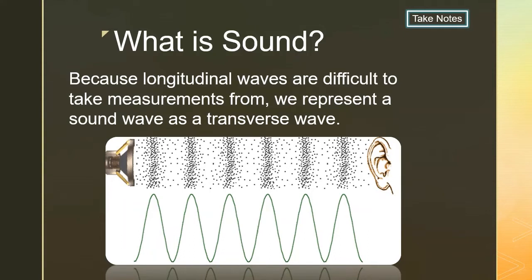So if you see diagrams in the rest of this lesson of the wave being represented by a transverse wave, that's purely to make life a little bit easier for us. It's not actually a transverse wave. You'll notice from this diagram that all of the crests of our transverse wave perfectly line up with the compressions. So where we've got a compression, we get a crest, and where we've got a rarefaction, we get a trough.